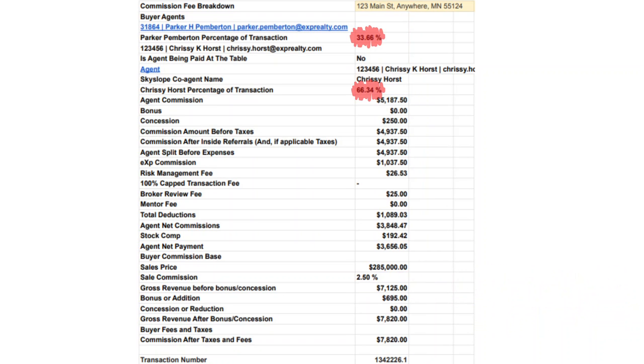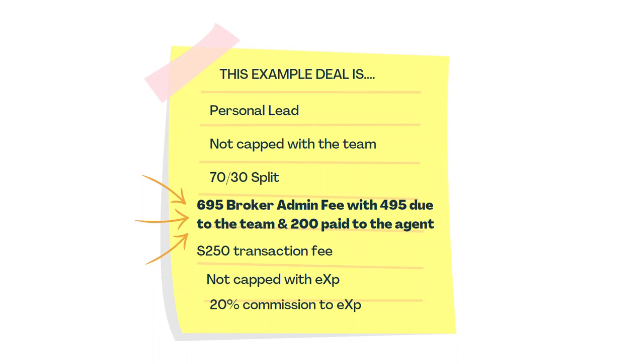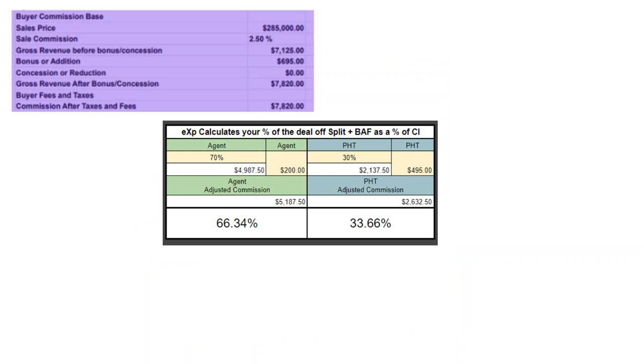So let's go back to the top of this. Why, if my deal is a 70-30 split, am I only getting 66.34%, which is a great question. You want to know what this means and make sure that your splits are accurate, 100%. What leads to this is that key detail we talked about in the beginning: for this example we had a $695 broker admin fee where $495 was going to the team and $200 was coming to me as the agent. And that's ultimately what is making this percentage difference on here.